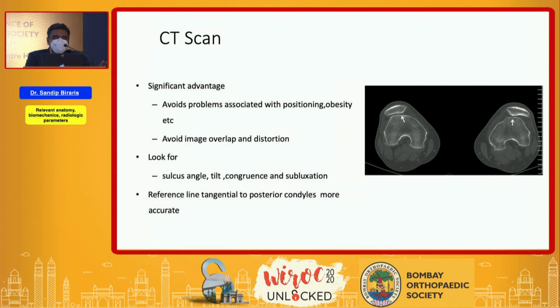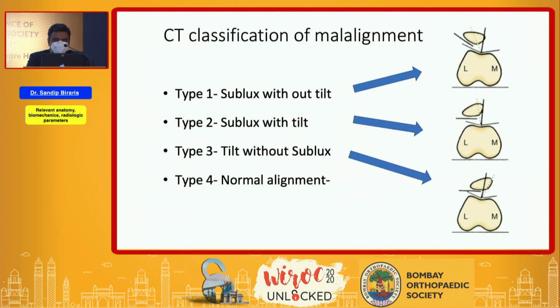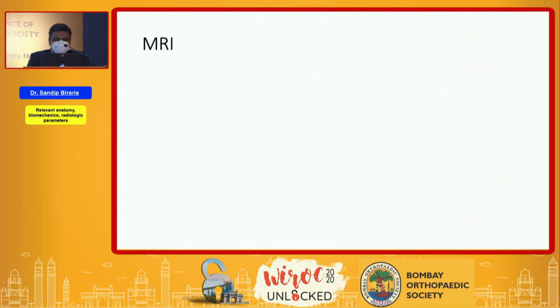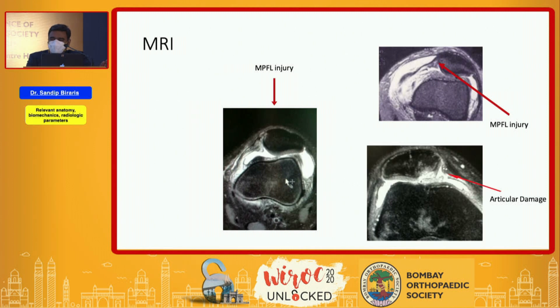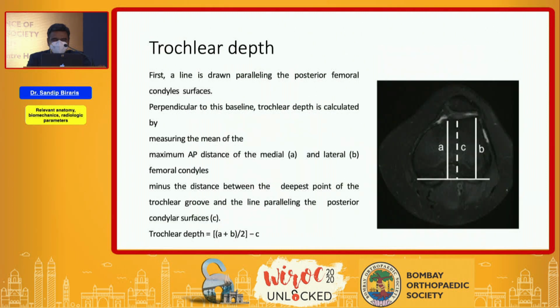CT scan also helps in giving more important parameters like X-rays or MRI. There is a classification based on CT of the malalignment. Then let's look at the MRI. MRI helps in knowing the soft tissue injuries like MPFL injury, or if there is any osteochondral or articular damage.